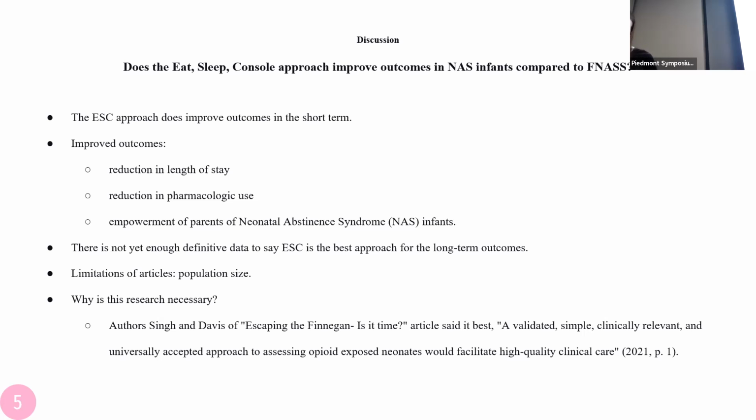So why was this research necessary? Authors Stein and Davis of Escaping the Finnegan, Is It Time article said it best: a validated, simple, clinically relevant, and universally accepted approach to assessing opioid-exposed neonates would facilitate high-quality clinical care. To simplify this, an approach that is simpler, valid, and accepted universally would improve the clinical care of NOS infants.